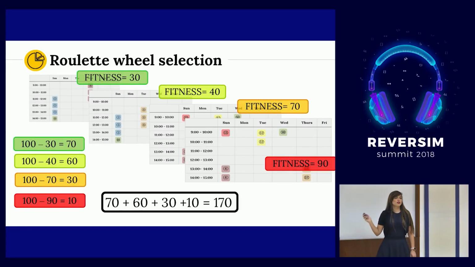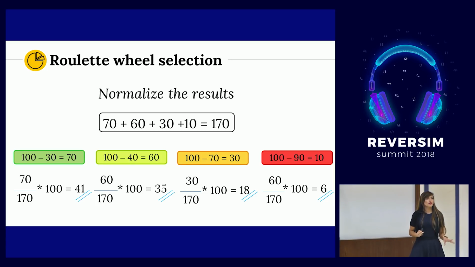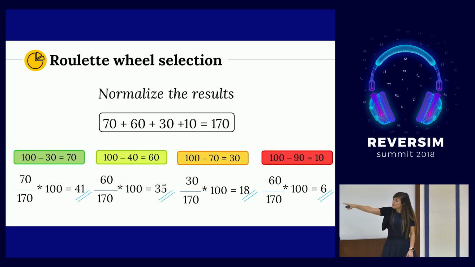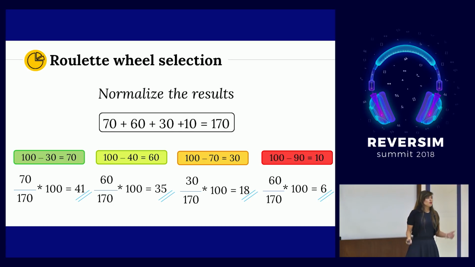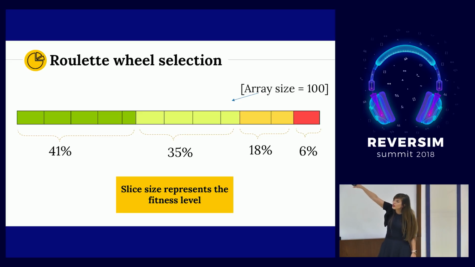I summed all these grades up because I wanted to normalize the results. And now what you see over here are percentages. Percentage of what? Of the chance to be chosen as a parent. All we have left to do is generate a random number between 0 and 100, and that's the parent you're going to choose. Whether it's this one or the other one, they all have the chance of being chosen.